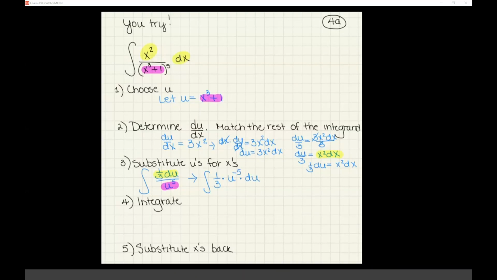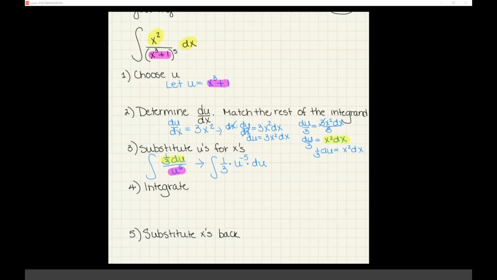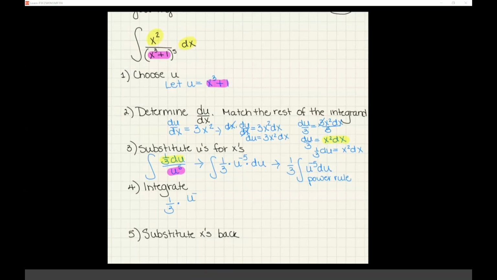Now I'm actually going to do the integration. The first thing I'm going to do is pull through the 1/3. I can do that up here. And now I can use the power rule for integration on what's left. So that's 1/3, u to the -5, plus 1 over -5 plus 1, plus c. There's the calculus bit.